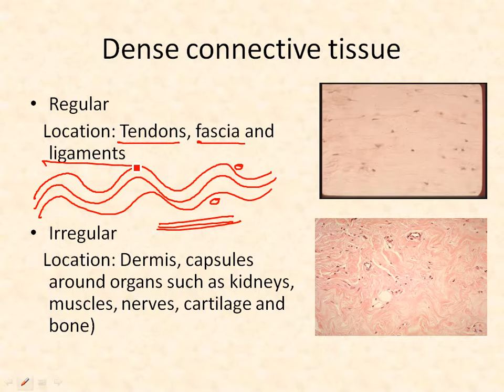Irregular dense connective tissue, like regular dense connective tissue, is made up of collagen bundles, but these collagen bundles run in varying different directions so that the pull can be exerted in different directions. These are typically found in the dermis, that is below the epidermis of the skin, capsules around organs such as kidneys, muscles, nerves, cartilage, and bone.